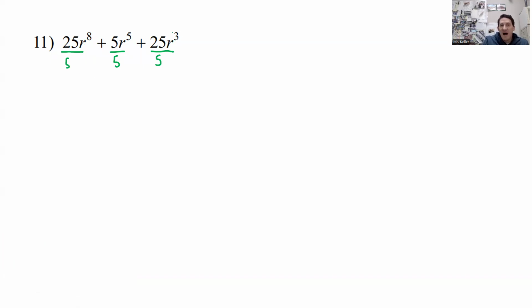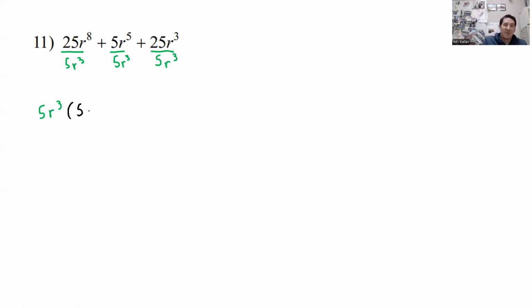You can always divide by the variable with the lowest exponent, so I'm going to divide by R to the 3rd. That's the number of R's they have in common. Now divide this out, so it'll be 5R to the 3rd outside parentheses. And then inside, 25 divided by 5 is 5.